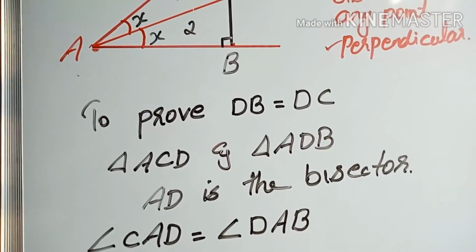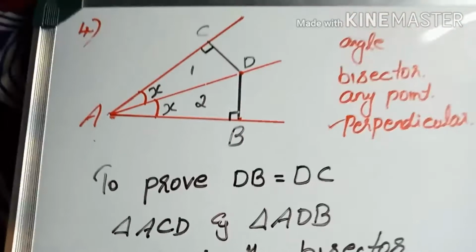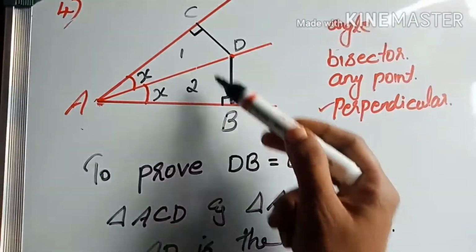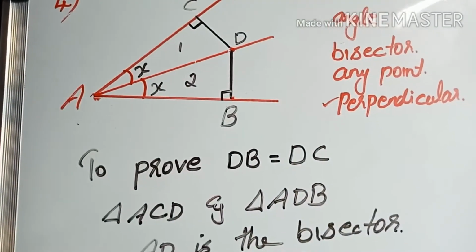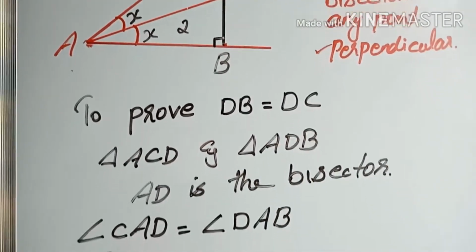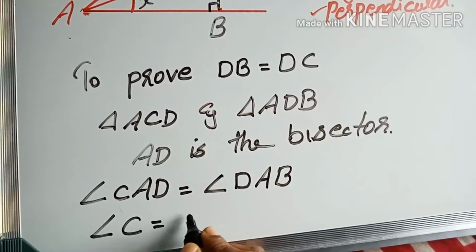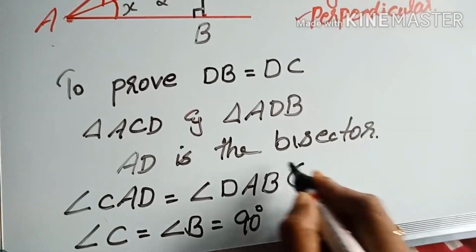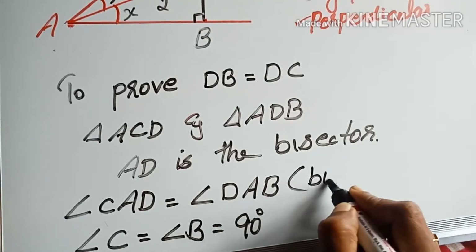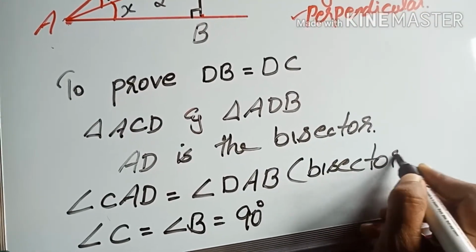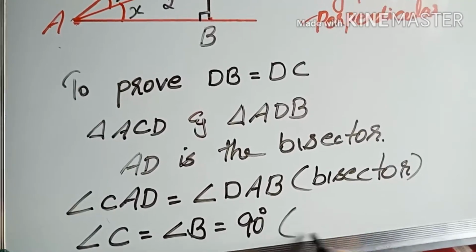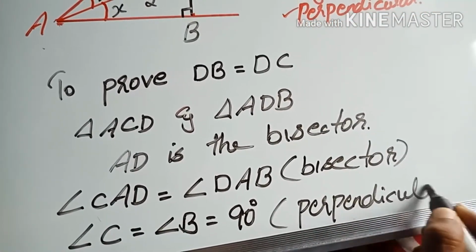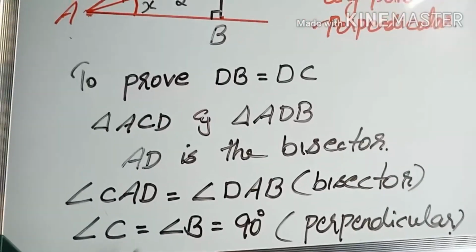Next, can we say anything else? Any angle? Yes, these 90-degree angles. These two 90-degree angles are equal. So angle C equal to angle B equal to 90 degrees. The reason for the first is that AD is the bisector. Here all are perpendicular angles. This is the reason for the second angle.